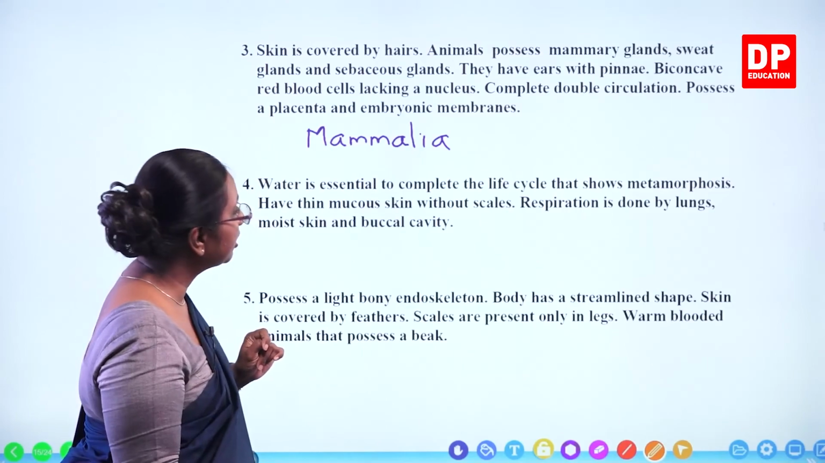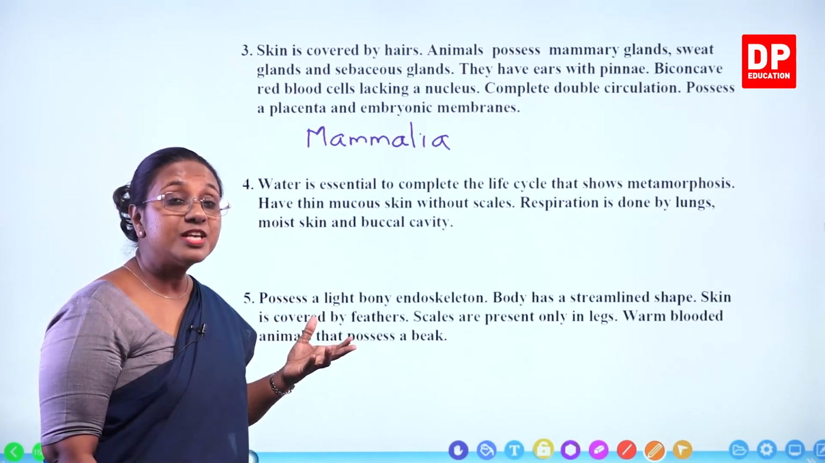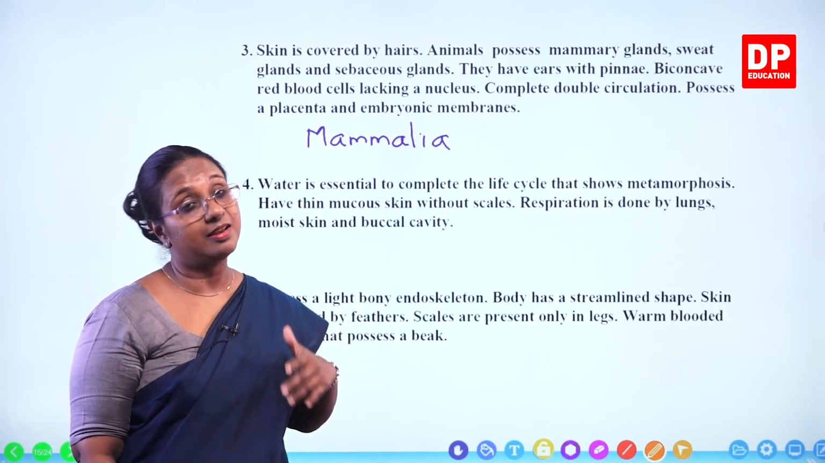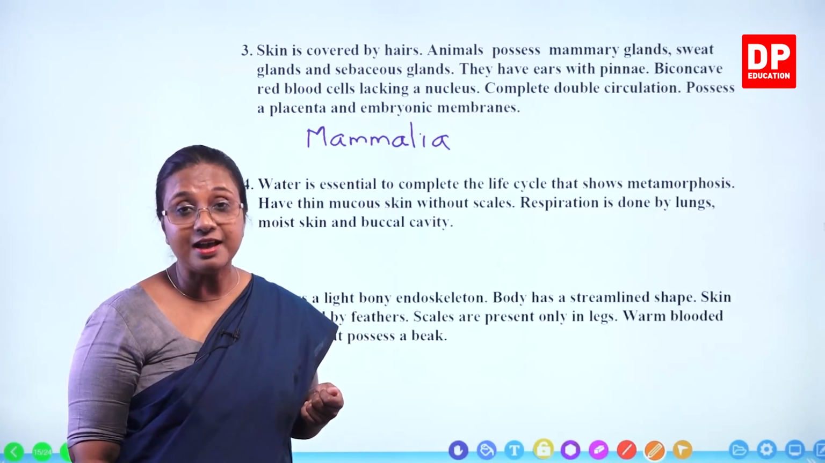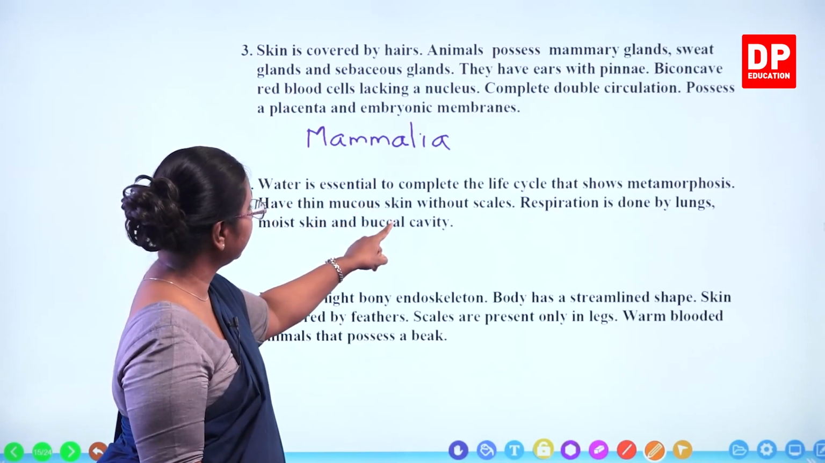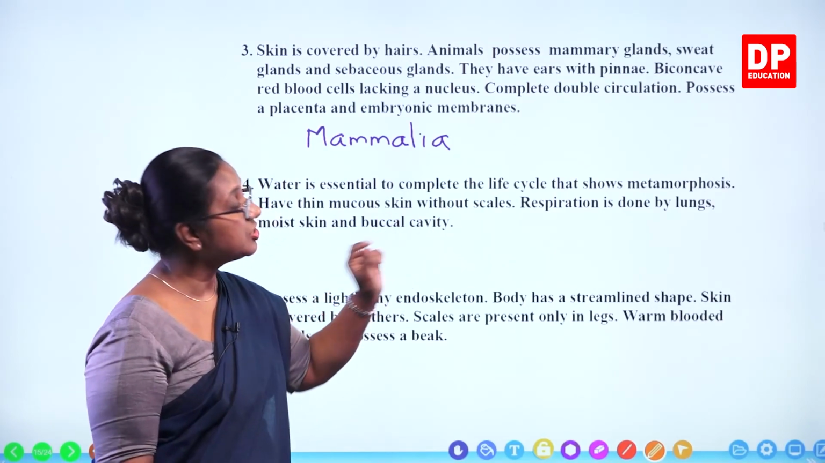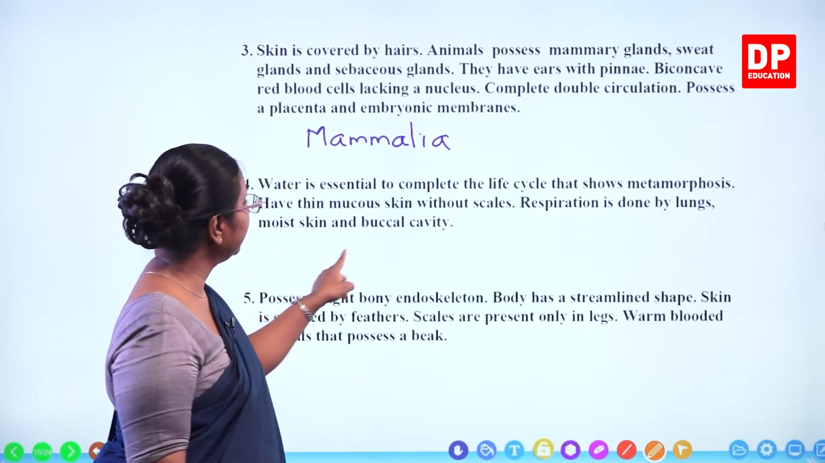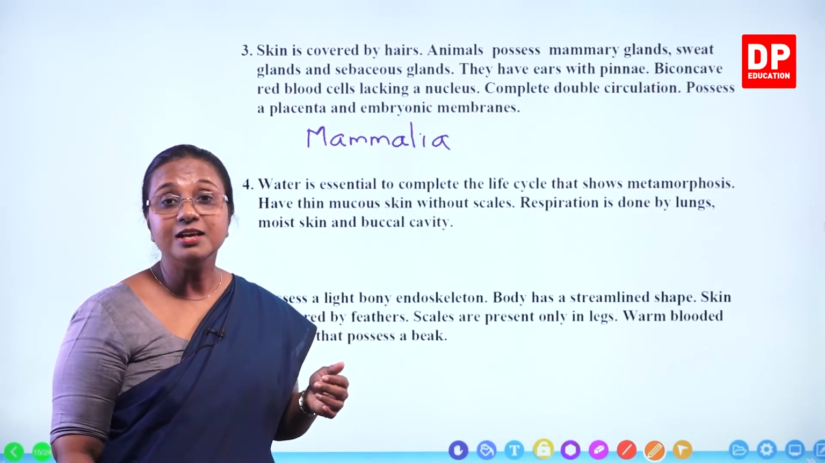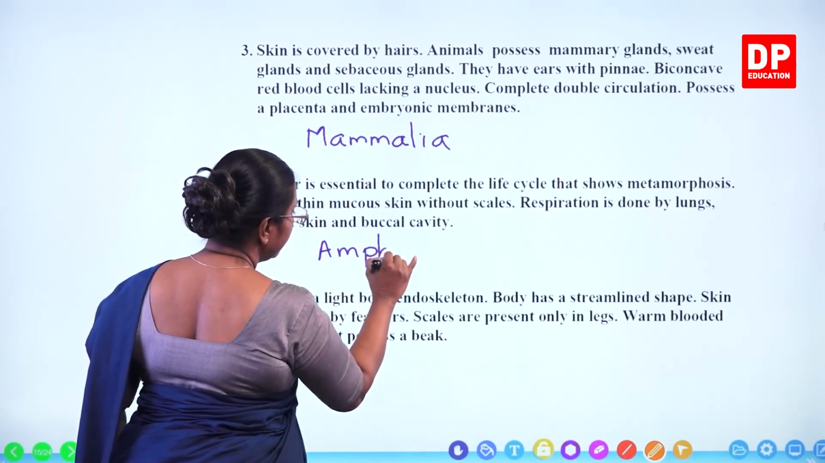Then we have the fourth one. Water is essential to complete the life cycle. That shows metamorphosis. So, life cycle with metamorphosis, and they need water to complete their life cycle. You know immediately amphibia. Let's look at the other features. Have thin mucous skin without scales. That is also a feature of amphibia. Respiration is done by lungs, moist skin and buccal cavity. Only group of organisms with more than one respiratory organs. So, they are amphibians. Amphibia.